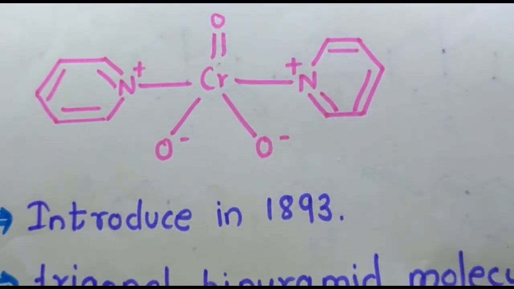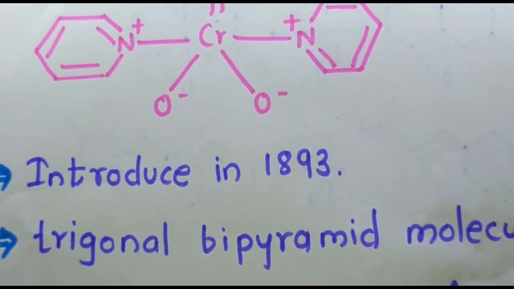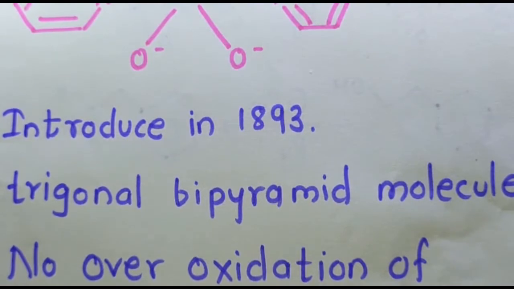Remember that this reagent was introduced in 1893 for oxidizing alcohols present in steroids. It will oxidize the alcohol which is present in the steroid. The geometry of the Sarett's reagent is trigonal bipyramid. So this molecule is a trigonal bipyramid.